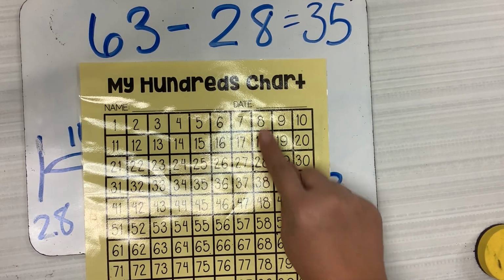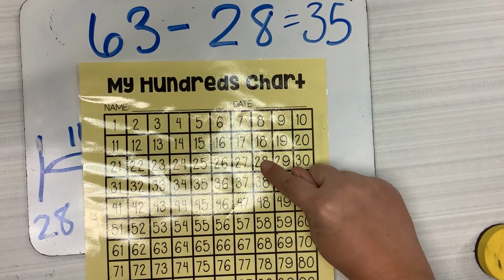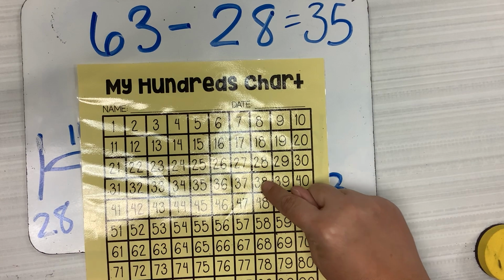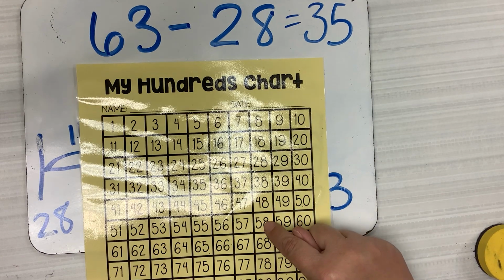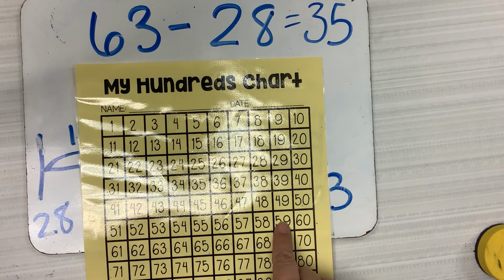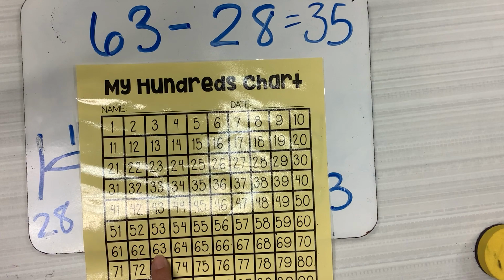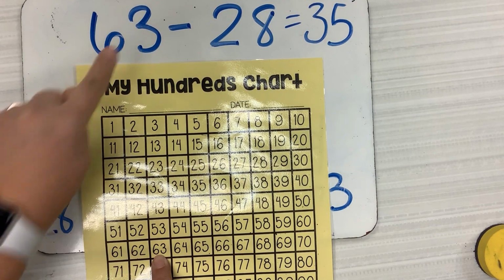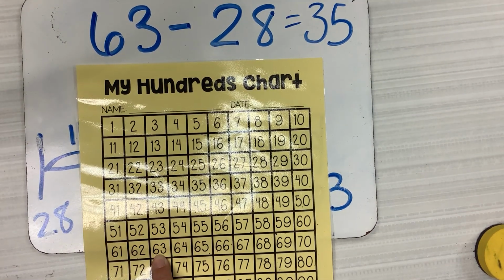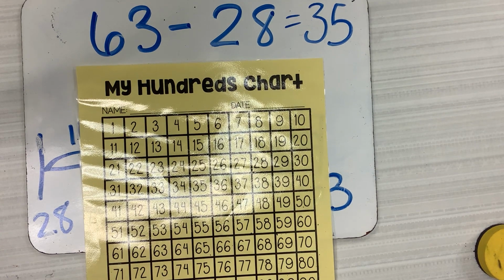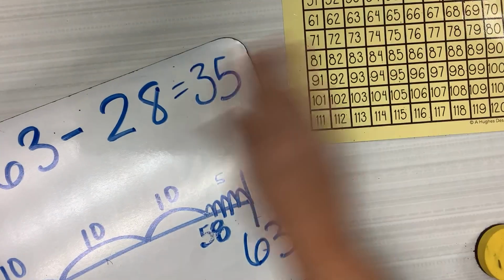Okay, let's start at 28, and we're going to go to 63. Ready? 28, and we got 10, 20, 30. That would be too much. Let's go back to 30. 31, 32, 33, 34, 35. I end at 63. My answer is 35. This was the hundreds chart method. Let's do another hundreds chart method.